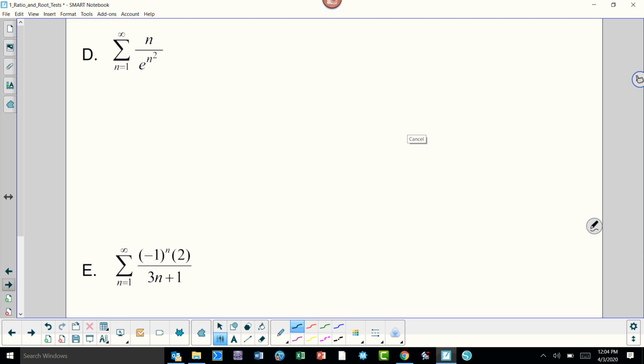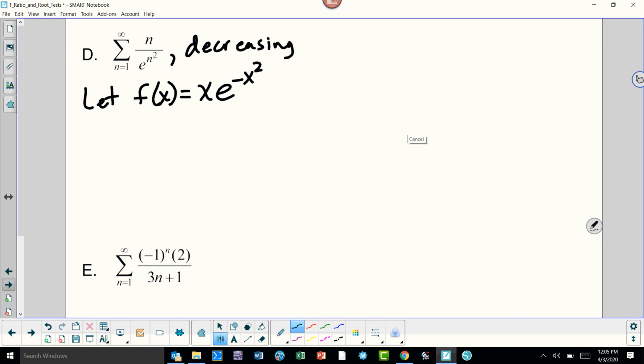Okay, so what I will do is I will let f of x equal x e to the minus x squared, because I really want that exponential at the top. And then in that case, I can actually integrate it. So I need to say that, I'm going to just put comma, this is decreasing, continuous, and positive.